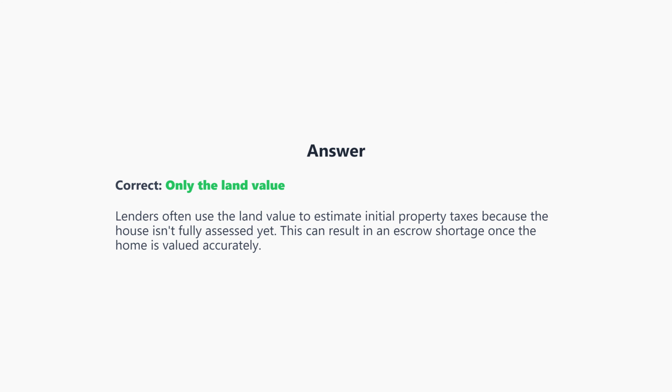The correct answer is only the land value. Lenders usually estimate property taxes based on the value of the land, since the house hasn't been fully assessed at that stage. As a result, this estimation might lead to future escrow payment adjustments.